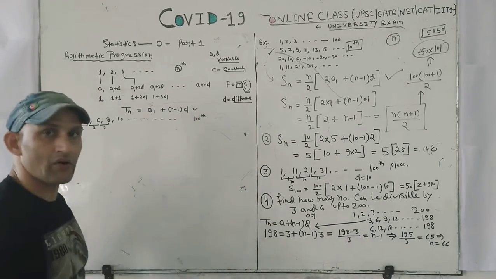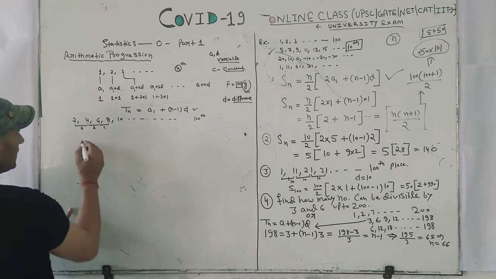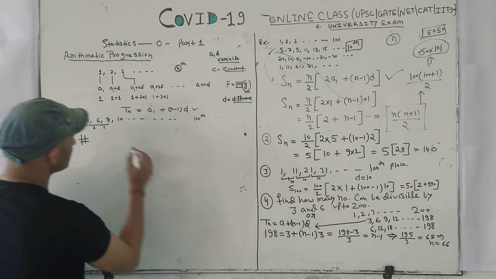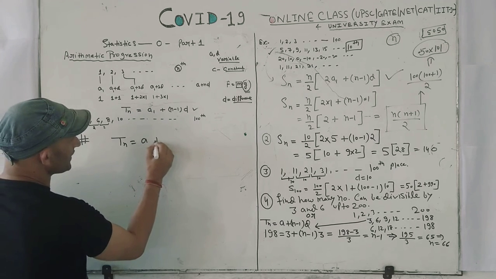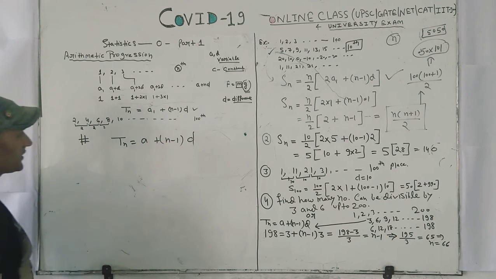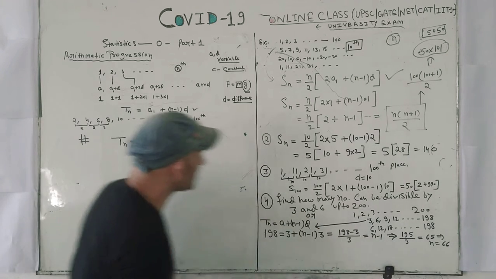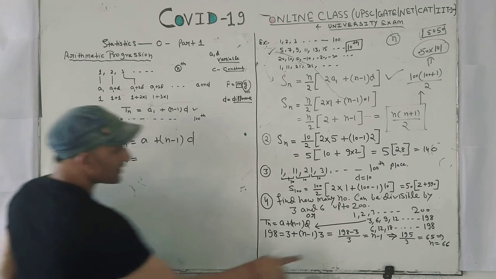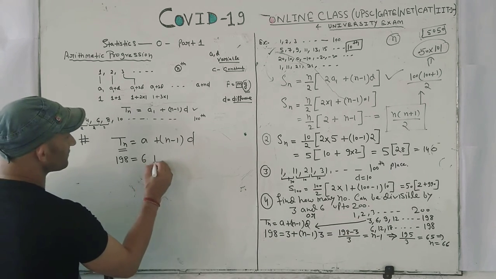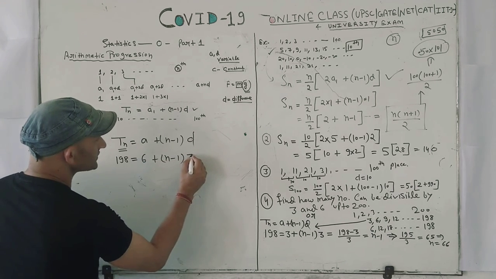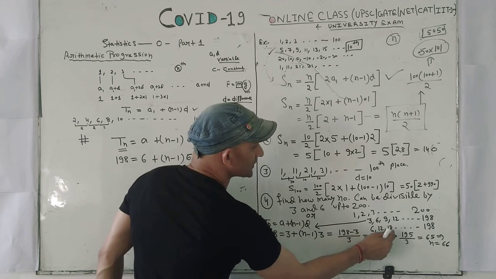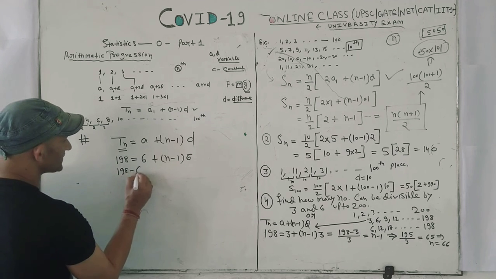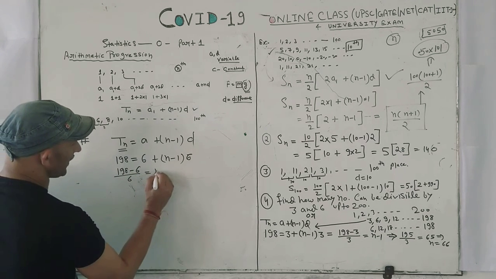Now the next series: you have the formula Tn is equal to a plus n minus 1 into d. So how many numbers are here? The last value, 198, is equal to a, where a is the first value. This is 6, plus n, which you have to find, and d is 6, because 12 minus 6 is equal to 6, 18 minus 12 is equal to 6, every time the d is 6. So 198 minus 6, upon 6, is equal to n minus 1.